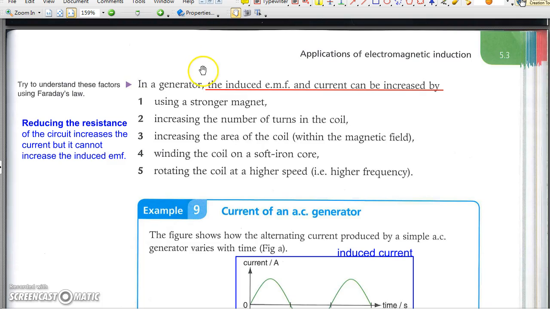To increase the induced EMF and current, there are 5 suggestions here. They all can increase the induced EMF and hence the induced current. Reducing the circuit resistance can increase the induced current, but the induced EMF is not increased.